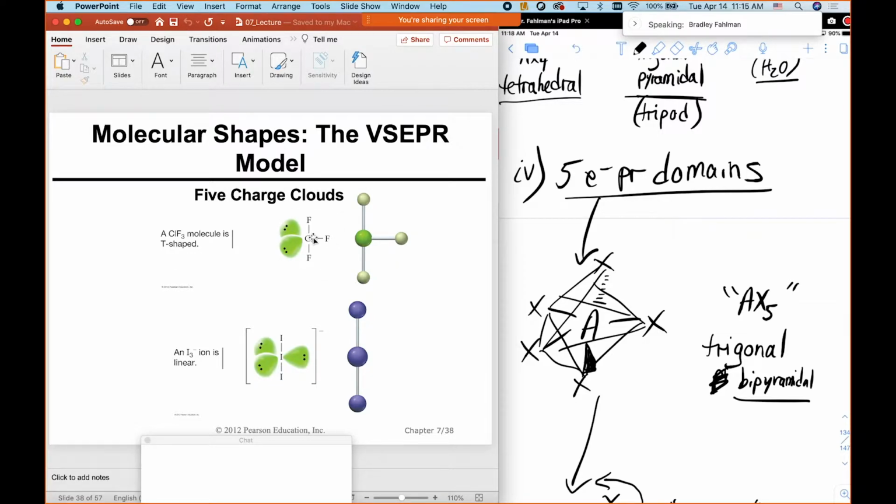But your shape is really related to how many atoms are actually bonded, and then the lone pairs influence the shape. So your shape is T-shape, but you still have a trigonal bipyramidal electron pair domain. Does that kind of make sense?